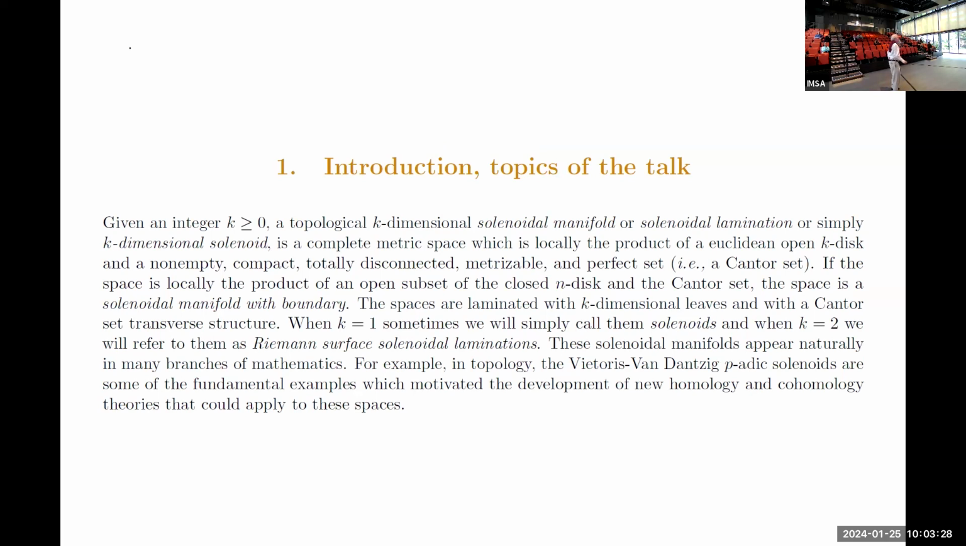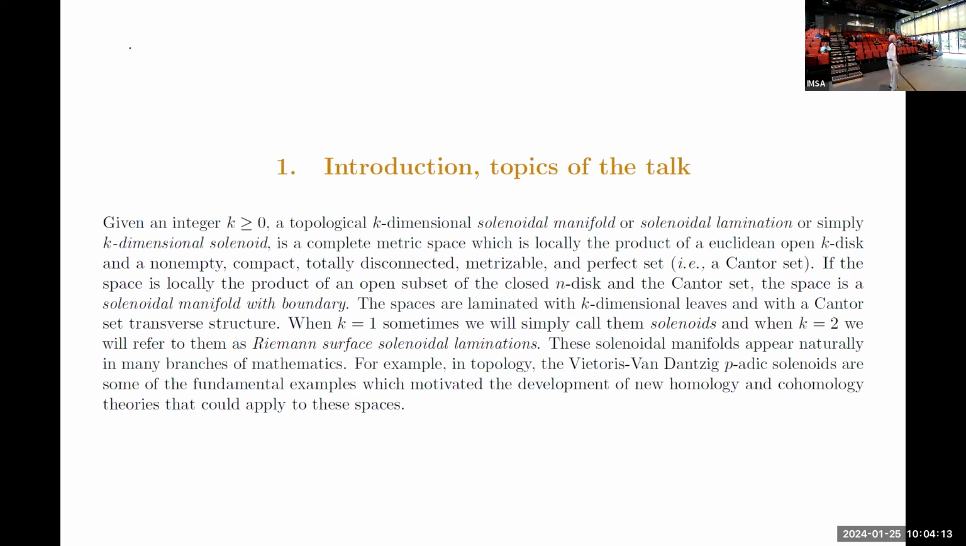Given an integer k, a topological k-dimensional solenoidal manifold, or solenoidal lamination, simply a k-dimensional solenoid, is a complete metric space which is locally modeled on the product of a Euclidean open disk of dimension k and a non-empty compact, totally disconnected, perfect set. If the space is locally modeled on a closed subset, then you have a boundary, and you can also talk of a solenoidal manifold with boundary.